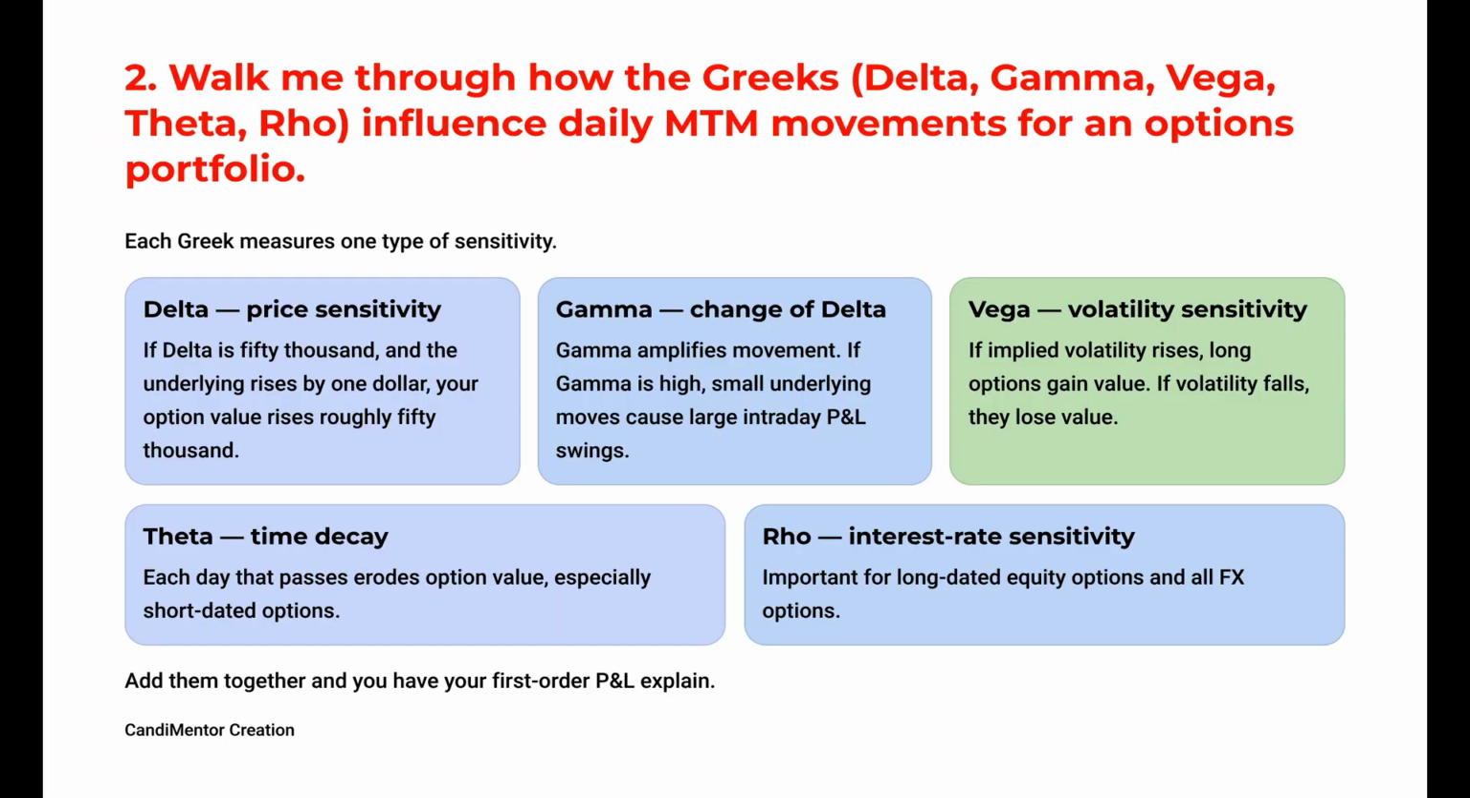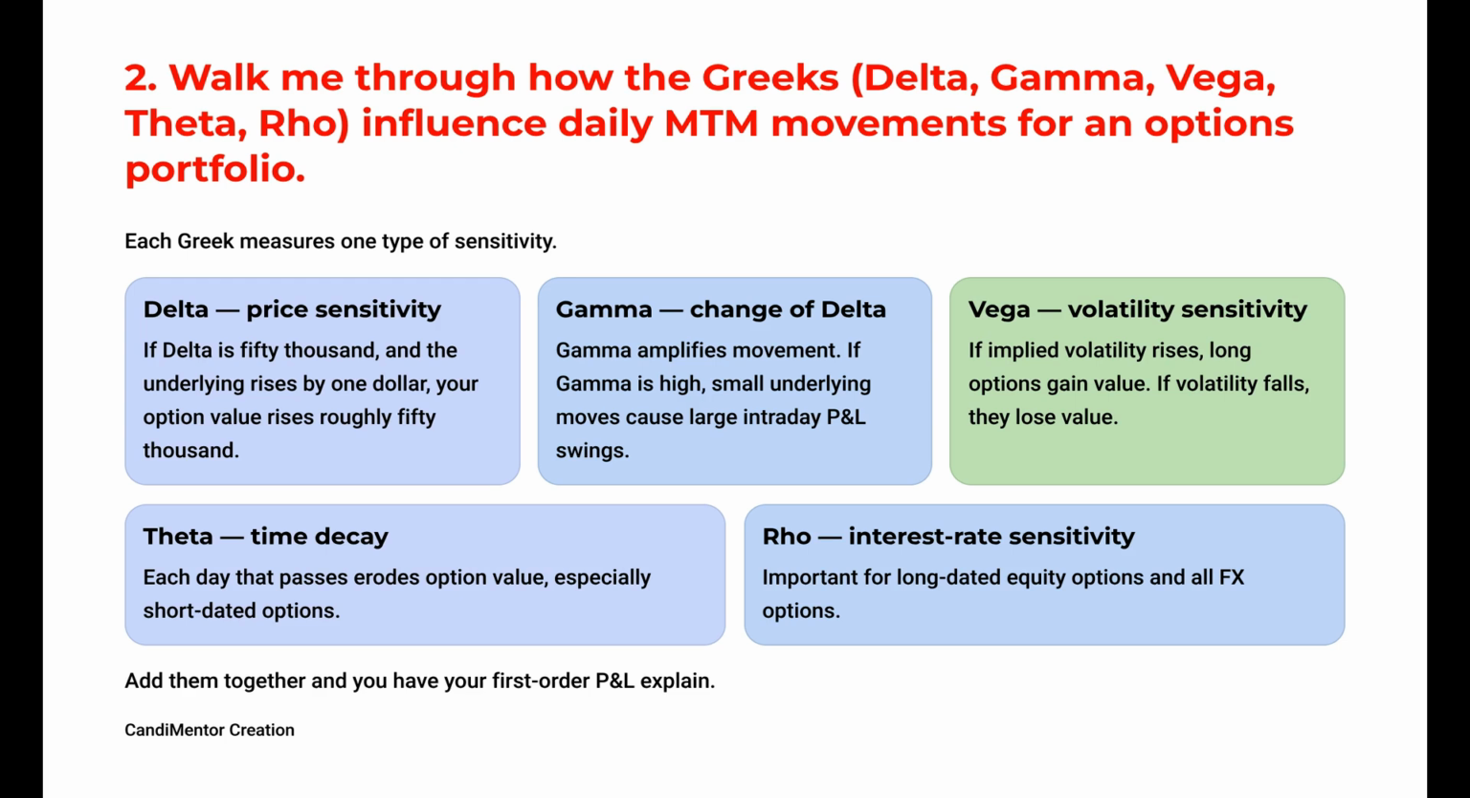Walk me through how the Greeks, delta, gamma, Vega, Theta, rho, influence daily MTM movements for an options portfolio. Each Greek measures one type of sensitivity. Delta, price sensitivity. If delta is 50,000 and the underlying rises by $1, your option value rises roughly 50,000. Gamma, change of delta. Gamma amplifies movement. If gamma is high, small underlying moves cause large intraday P&L swings.